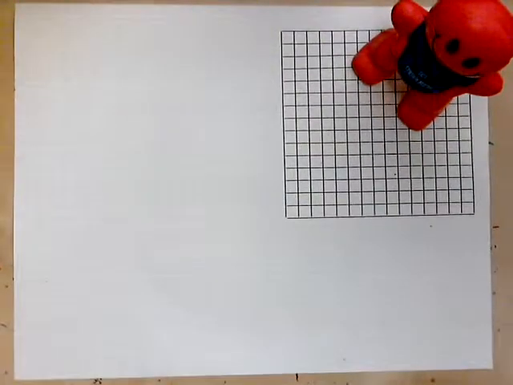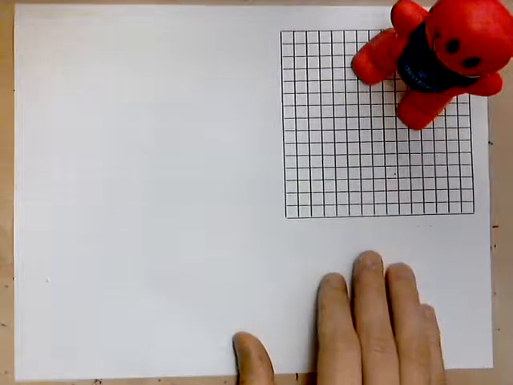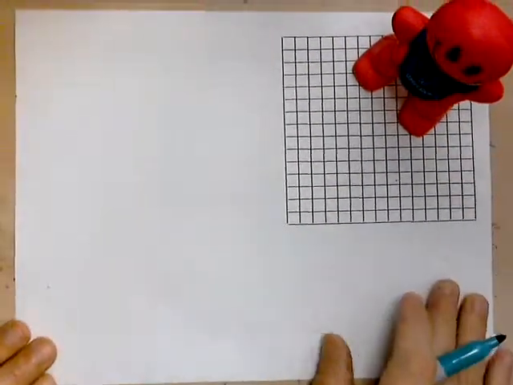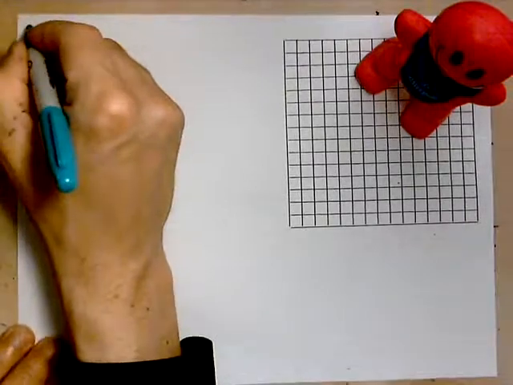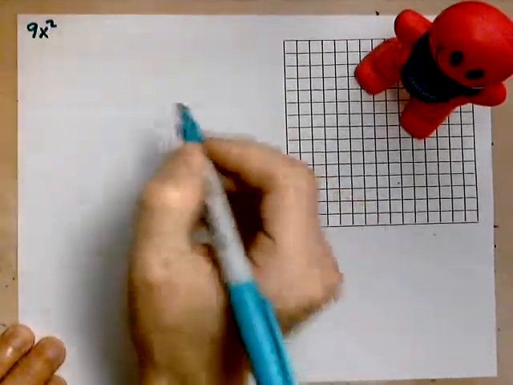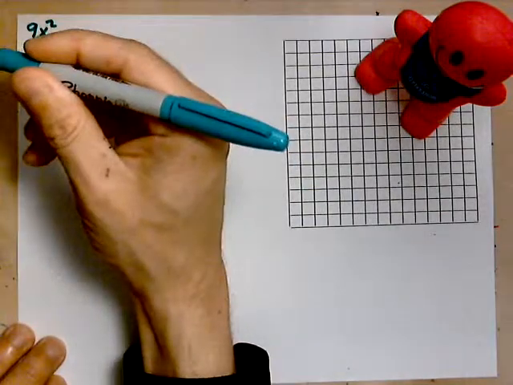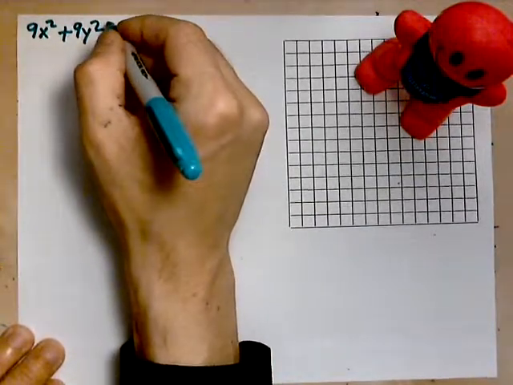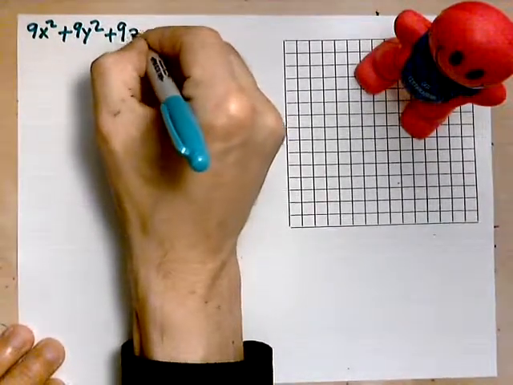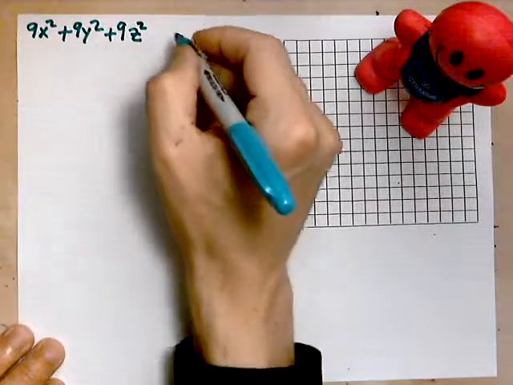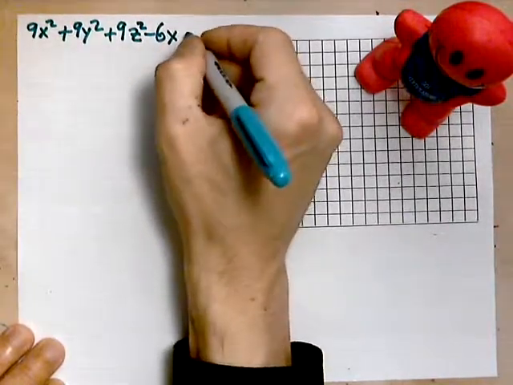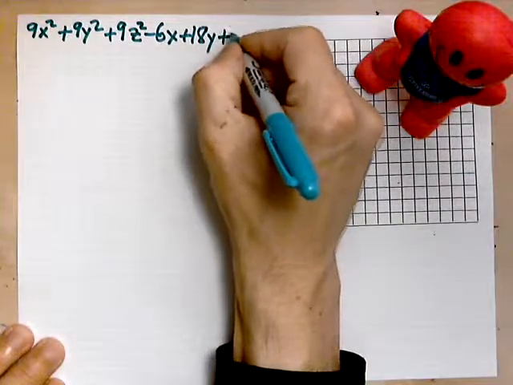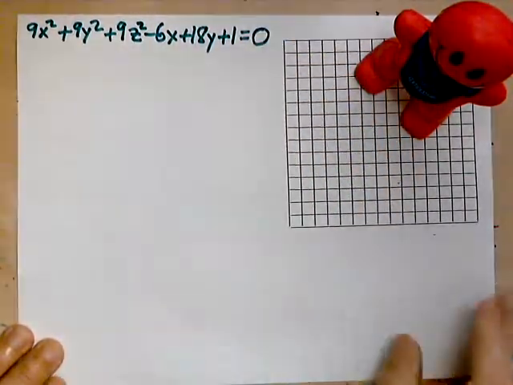And now this one deals with fractions. So let's write down the exercise. That's the first step. We have the following, and I will use bright colors. I like them. I think they're helpful. 9x squared plus 9y squared plus 9z squared minus 6x plus 18y plus 1 equals 0. So this is what you're given.